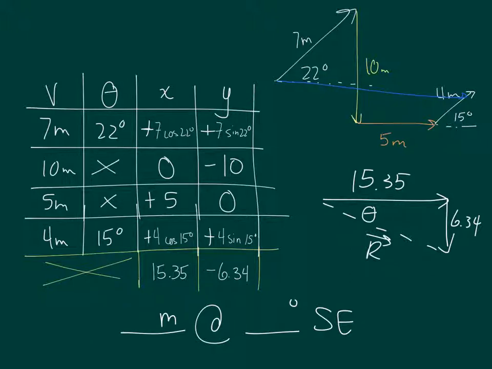Remember that vertical and horizontal vectors are only in the X and Y. That's kind of the tricky part here. When it says that the person moves 10 meters south, that's why we put a negative 10 in the Y direction only.